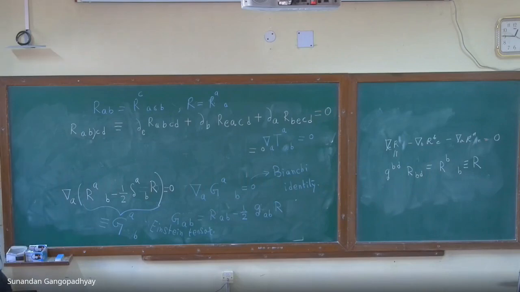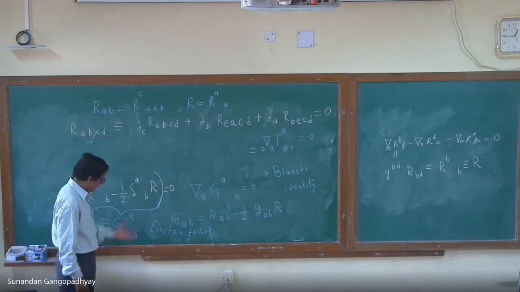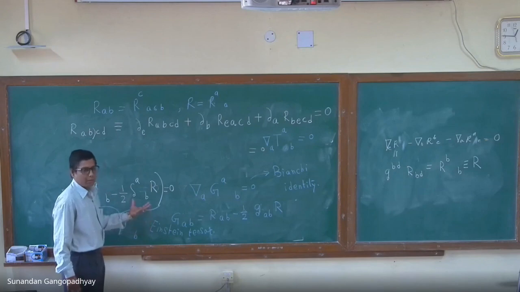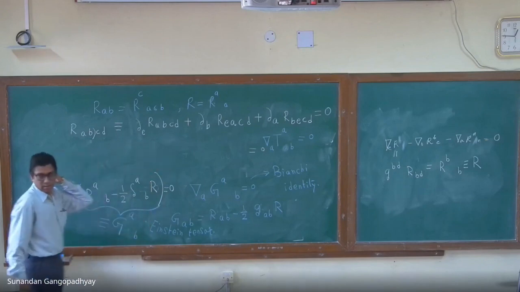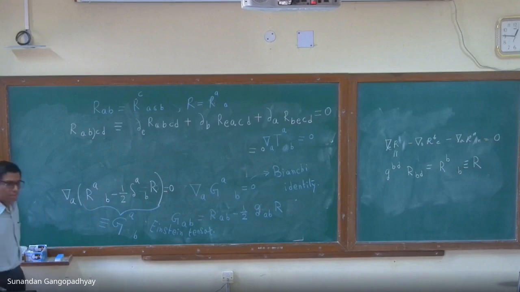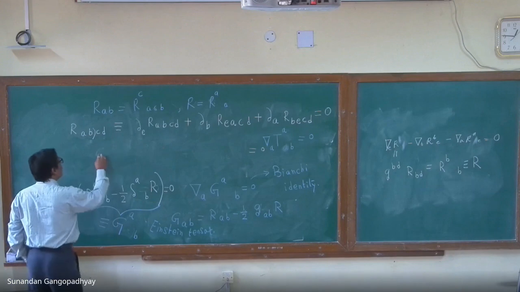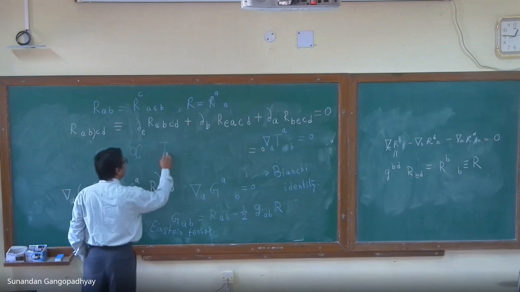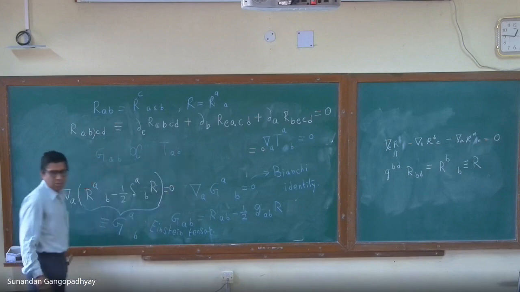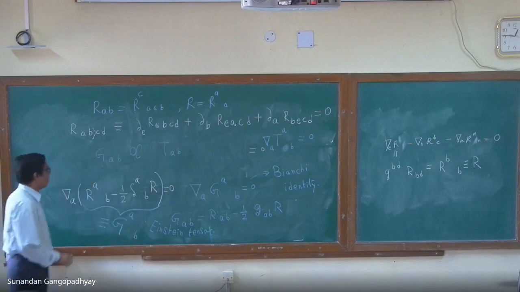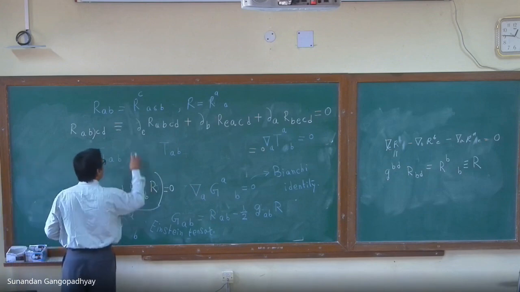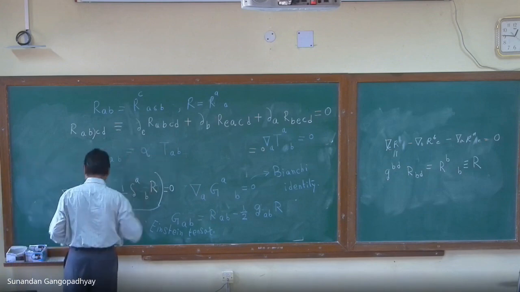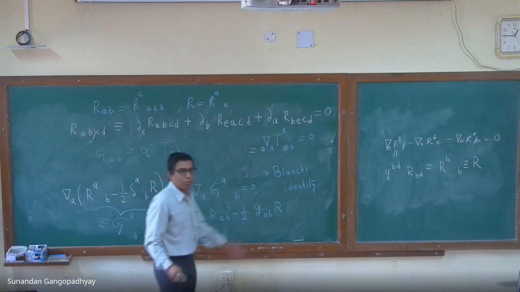Now that gives us maybe a clue. From the geometry side, we have got some tensor which is covariantly conserved. From the matter side, we have got some tensor. We know that the energy-momentum tensor must be covariantly conserved. And so let's do one thing. Let's equate the two, because both are covariantly conserved.